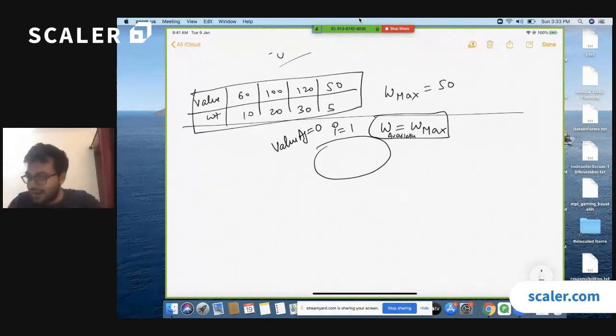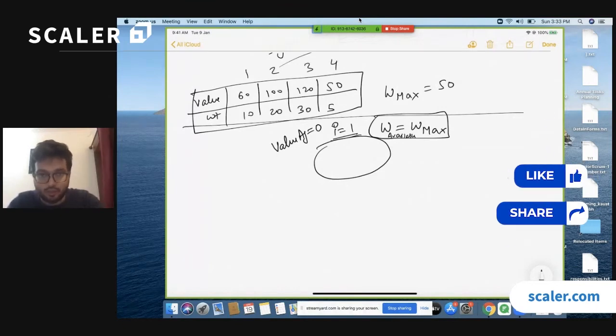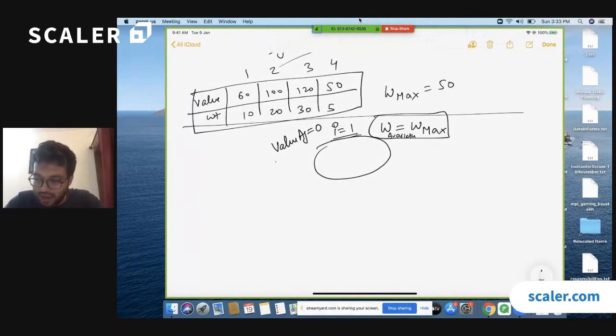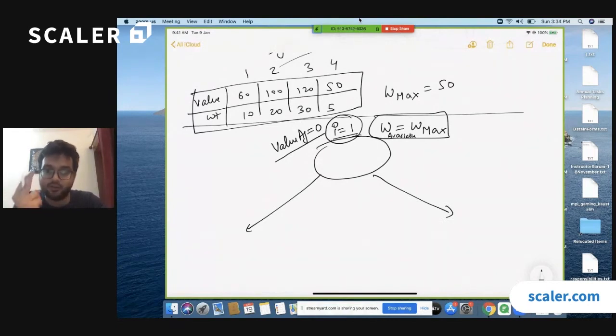Now, at the first position, let's call the positions 1, 2, 3, 4. Before you go to the first position, your value aggregated is 0 because you have not selected anything, and the available weight in the bag is the maximum weight, and you have to take a decision for the i equal to 1st item. Now you folks tell me, what all options do you have at the first item? The element of choice that you have is that you have 2 options.